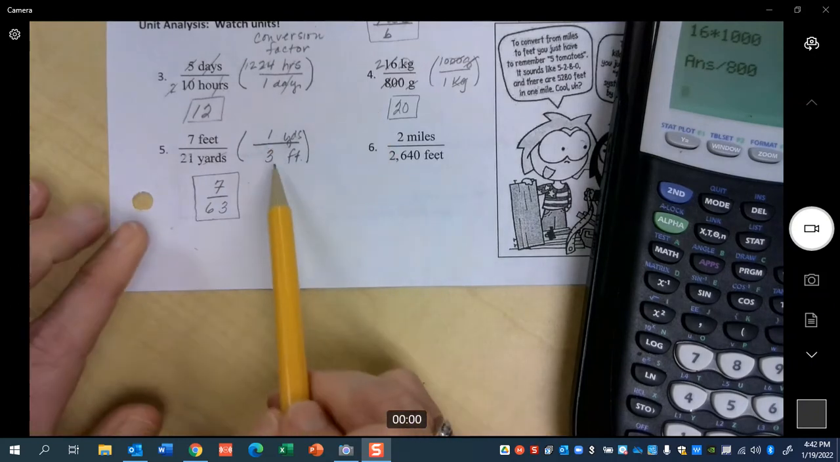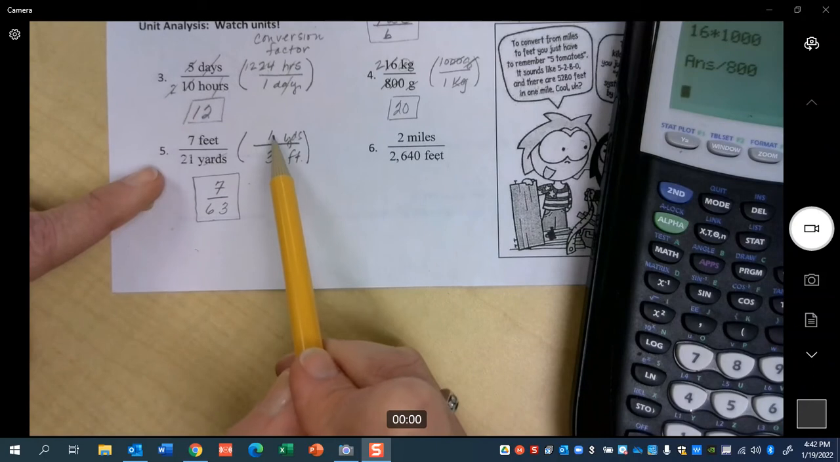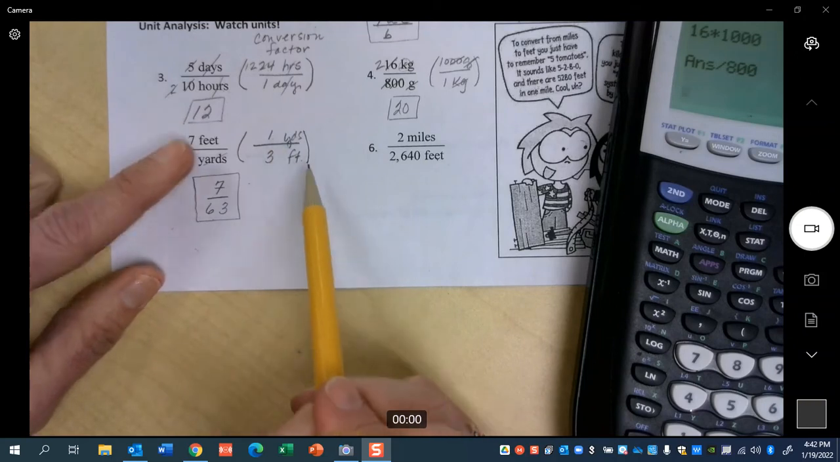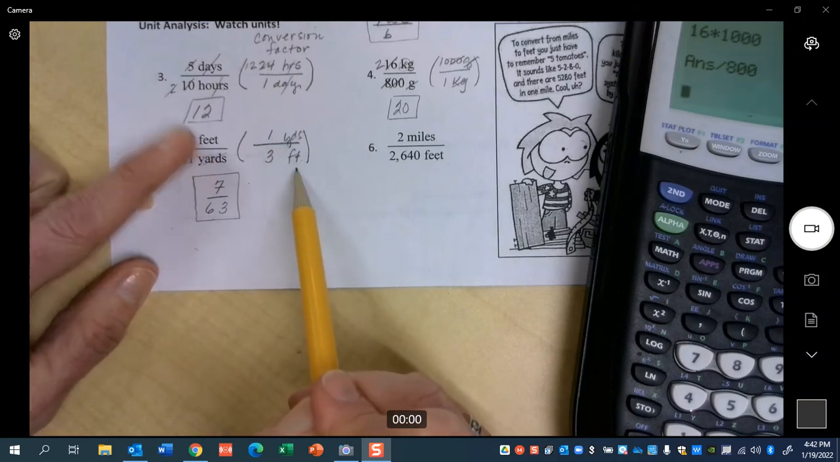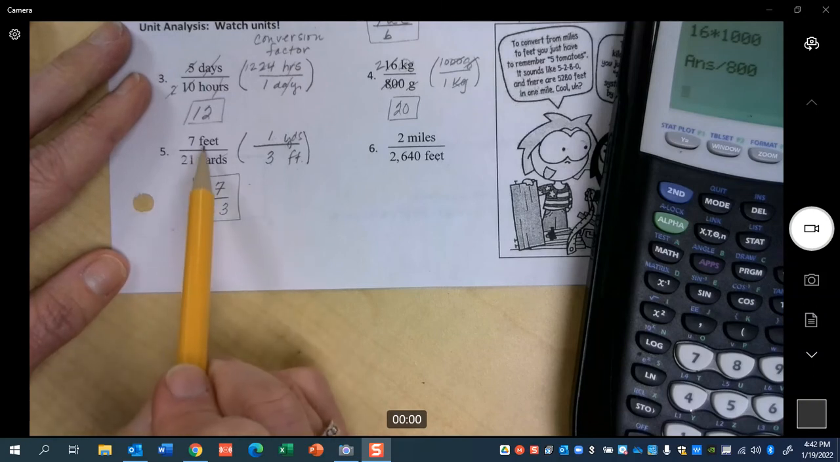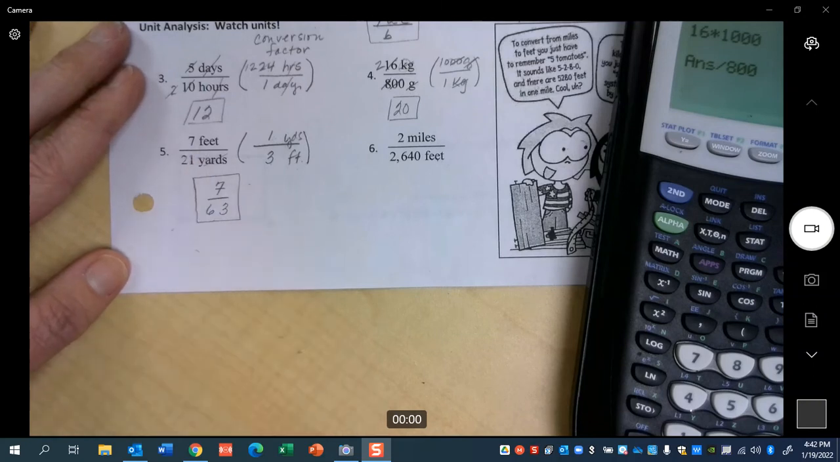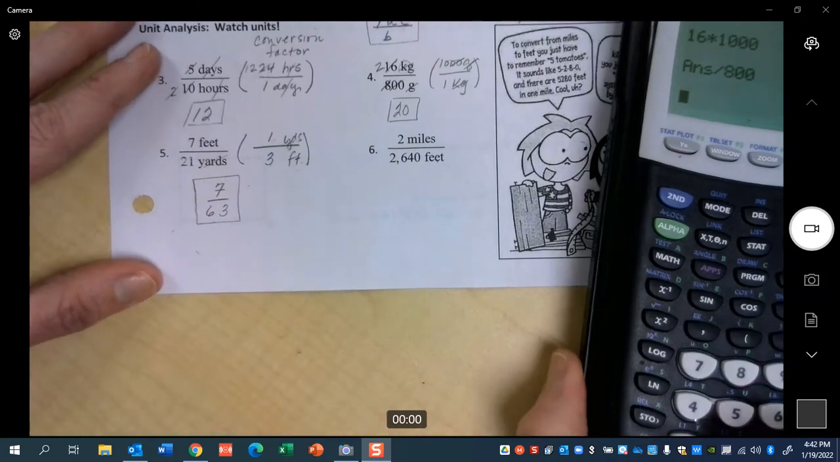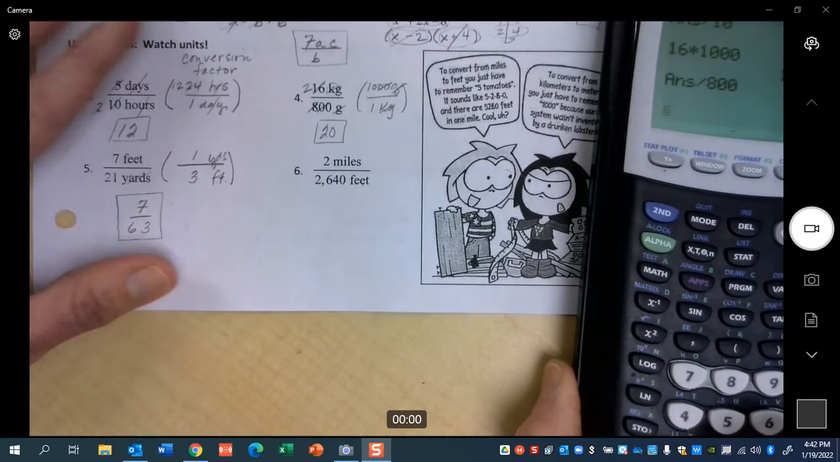All right, don't be fooled. I know you wanted to put the 3 here so that these numbers were friendly, but I know there's 3 feet in a yard and these feet need to be canceled out, which is why this is a very small number. And think about this, 7 feet is a very small number compared to 21 yards. So this fraction is a very small number, 7/63.